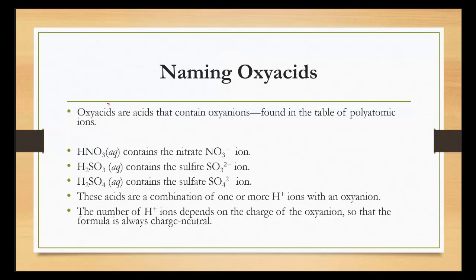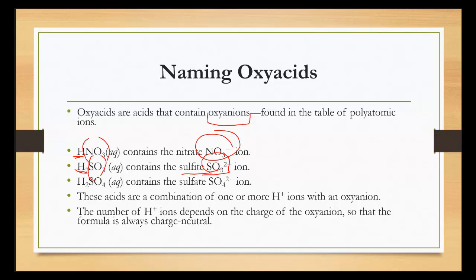So oxyacids are the ones that come from polyatomic ions. Oxyacids are acids that contain oxyanions, found in the table of polyatomic ions. For instance, here's the hydrogen. Remove the hydrogen from the scenario, and we have NO3. NO3 is nitrate. If we remove the hydrogen from the scenario, we have SO3. SO3 is sulfite.